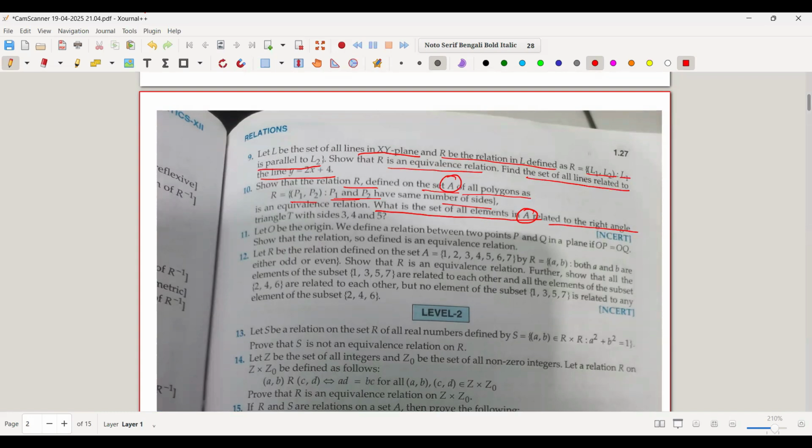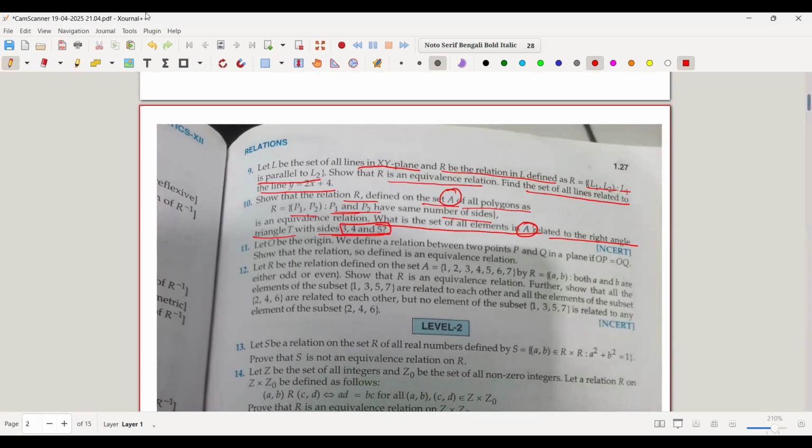At the last, what is the set of all elements of A related to the right angle triangle T with sides 3, 4, 5? Okay, this is something interesting.